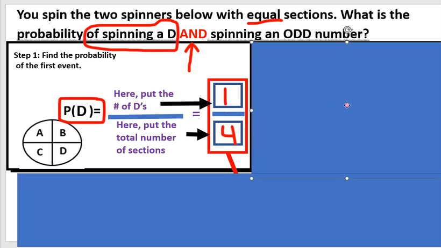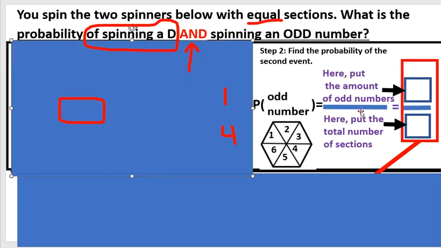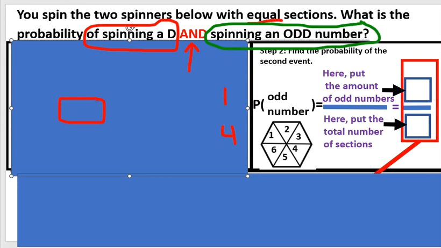Now I'm going to block this because I don't need to focus on this now. I did this step already, and I'm going to look at step 2. So for step 2, we're going to find the probability of spinning an odd number. So again, this is just using what we learned, finding the probability of a simple event, of one event. Let me move that away so that you can see this. So step 2, find the probability of spinning an odd number. So here we have P of odd number. That's another way of saying find the probability of spinning an odd number. And here is the spinner.